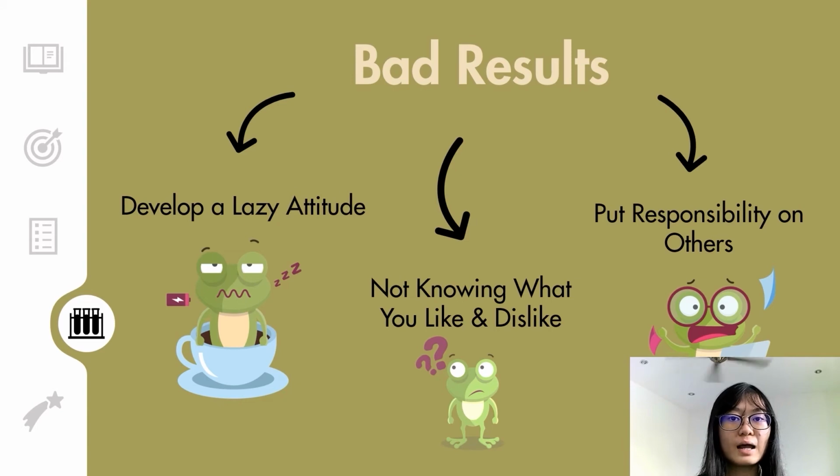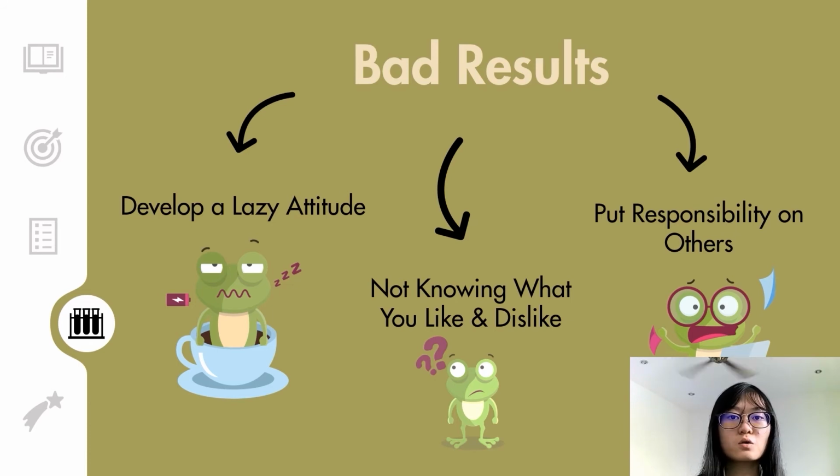Another effect of unexamined learning is not knowing what you like and dislike. People who are like person B tend to have their futures and education pathway chosen by others around them or by their parents. It can be detrimental to their mental health if they are unhappy learning the subjects chosen by others. They may also feel that learning is a chore.